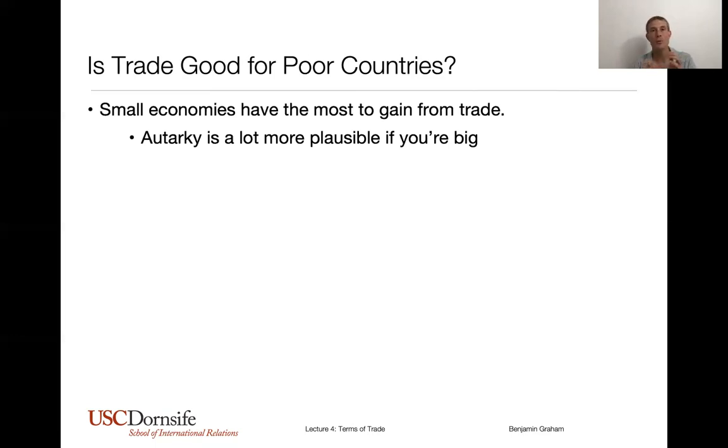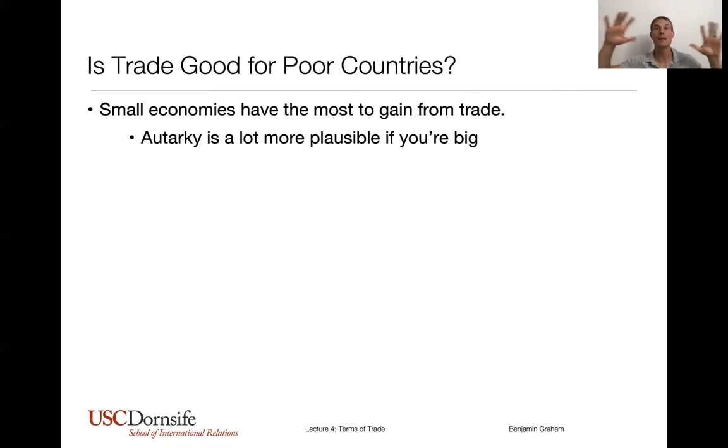Peru is going to be so much worse at making cars than Ford is, or than Honda is or something like this. You're going to have to deal with a really inefficiently made car, right? If you're a small country, there are going to be certain things that you need that are really important that you're just terrible at.